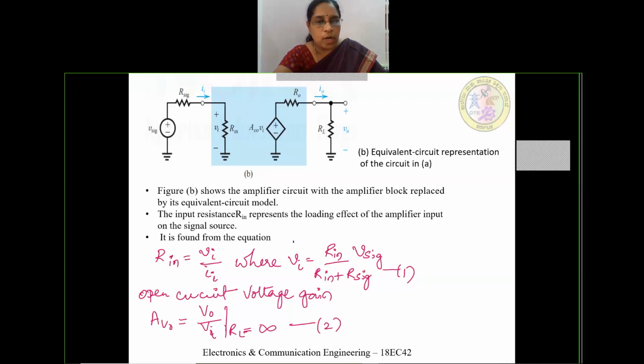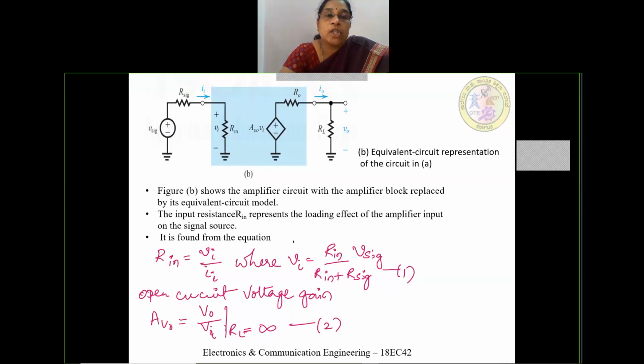So now you can understand the role of this input resistance R in. As it is appearing in the denominator, if its value is very high, then what happens? It is going to cut down the signal that is going to appear at the input. Therefore, we simply express the input resistance R in as a ratio of Vi by Ii.